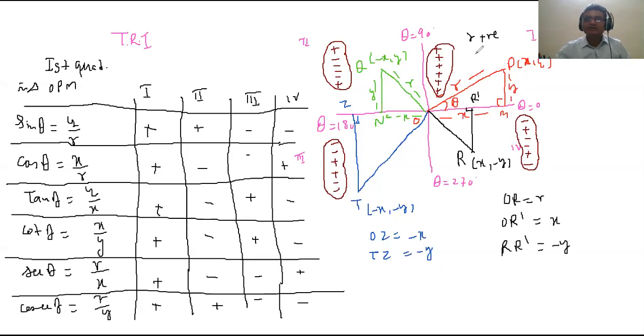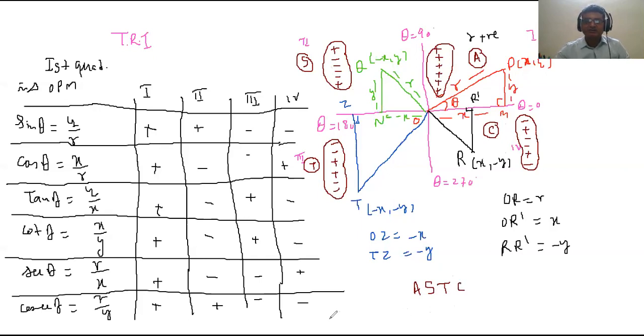So we can say that we are starting with the letter A. A means all are positive. Here it is S. S means sine is positive, and the reciprocal of it, cosec, is positive. Here we are adding T. T means tangent, and its reciprocal is cot. And here cos is positive, and the reciprocal of it, sec, is positive. So to remember this, we are using the word ASTC.